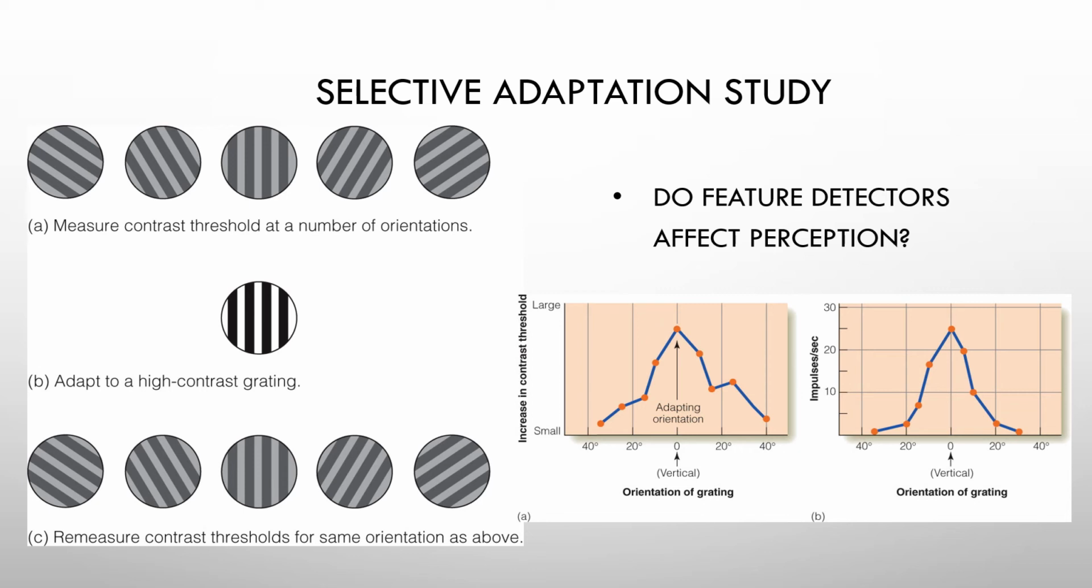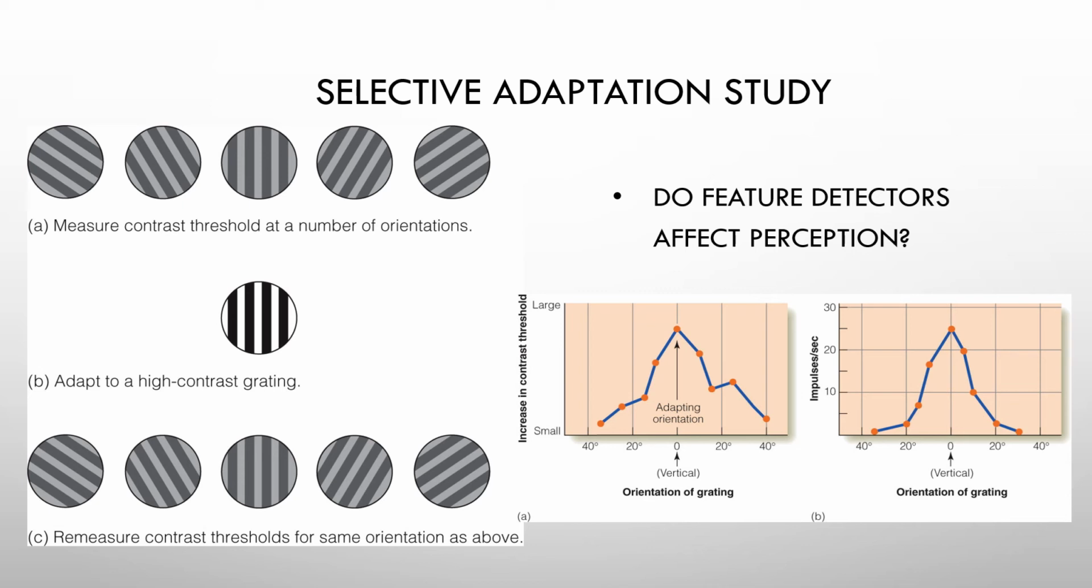As that person continues to look and look and look, the neurons that are responding to that grating are fatiguing, so they're adapting. Then after they've adapted, we go back and remeasure all of those contrast thresholds for all of those orientations as we did above. The expectation is, if feature detectors affect perception, then in this case, it should take a higher contrast for me to be able to see the vertical bars, because those neurons have fatigued to seeing the vertical bars.